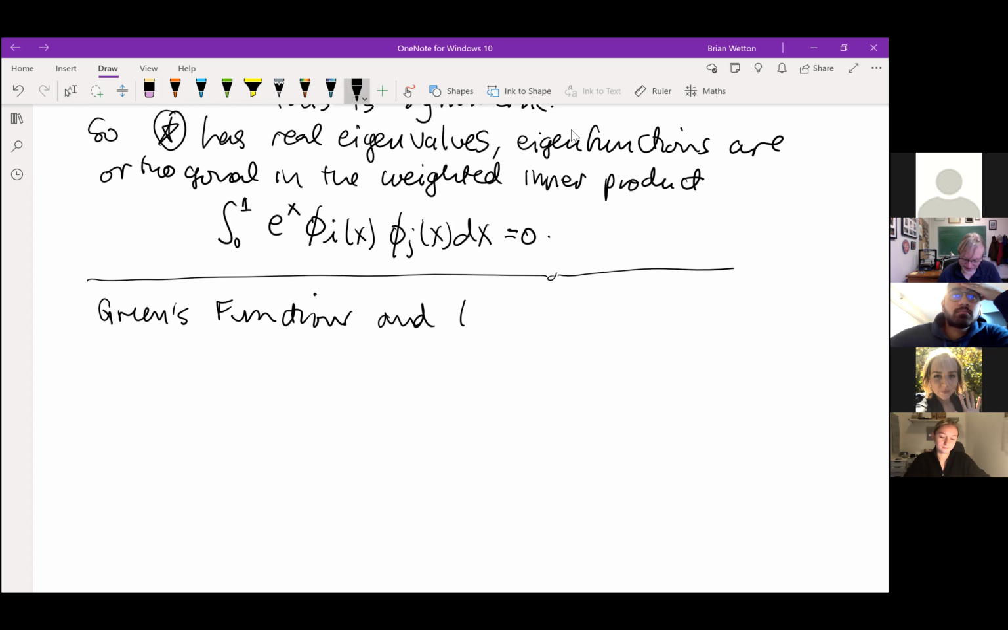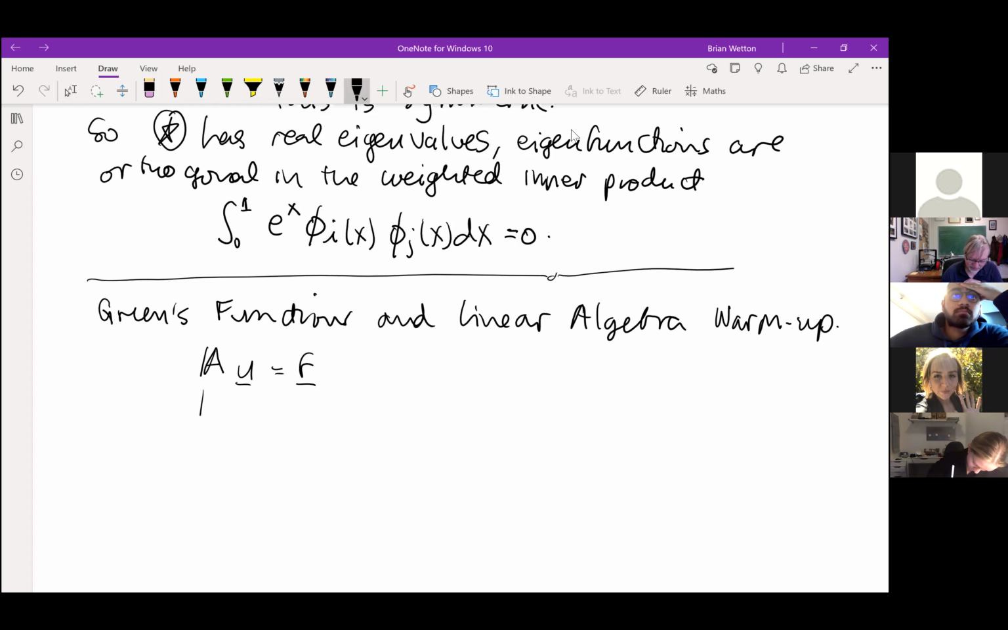And there's going to be a linear algebra warm-up. Exactly like I did with the series solutions, looking at the eigenanalysis of matrices. So here I'm going to have my same system, my n by n matrix, and my n component column vector that I'm trying to solve for, given my n component column vector of data. So it's a linear system.